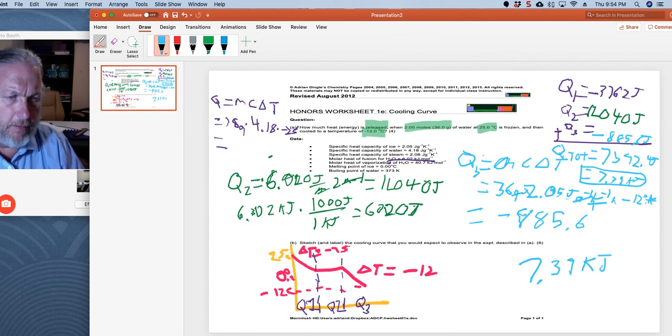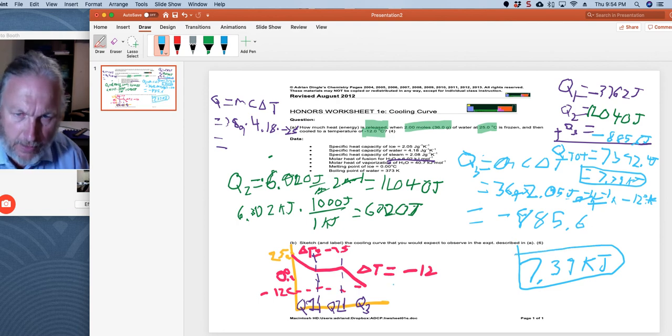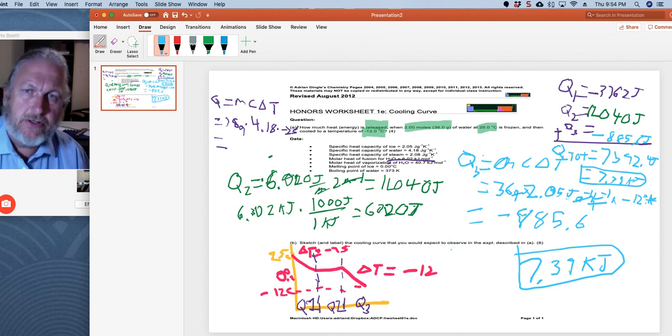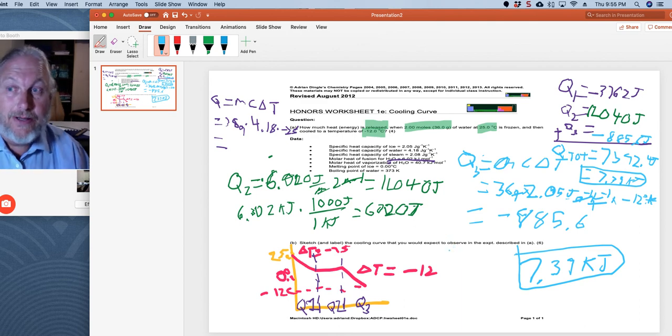I've solved the problem, and what was the key there? I drew it out so I understood what was going on. I identified my different phases. I solved for each of the Q's of the different phases. Now I'm done. Not that hard, guys. You got this.